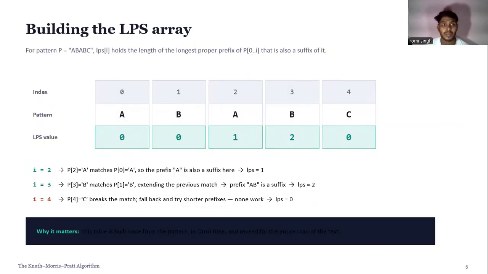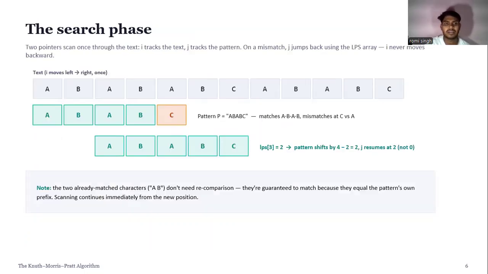Building the LPS array. For pattern P, A, B, A, B, C, LPS[i] holds the length of the longest proper prefix of P[0..i] that is also a suffix of it. Indexes 0 to 4, pattern A, B, A, B, C, LPS values 0, 0, 1, 2, 0. It means the number of times it has been repeated. For i equals 2, P[2], A, matches P[0], A, so the prefix A is also a suffix here, and by this we move forward and do not do any backtracking.